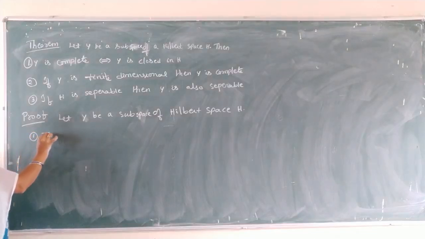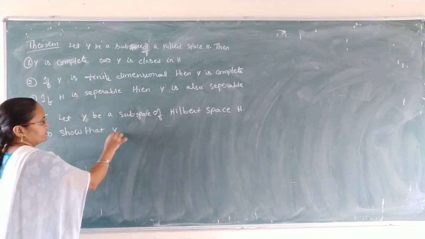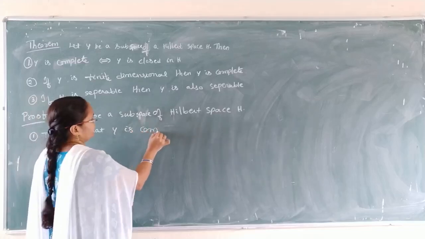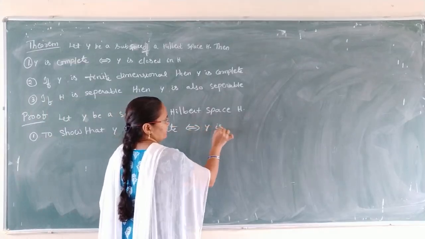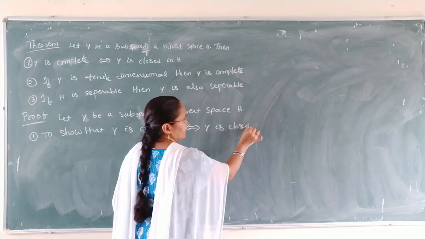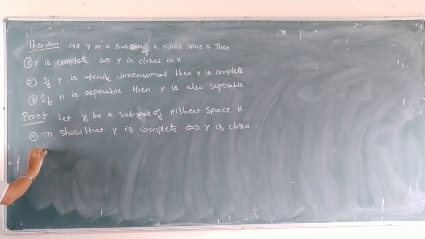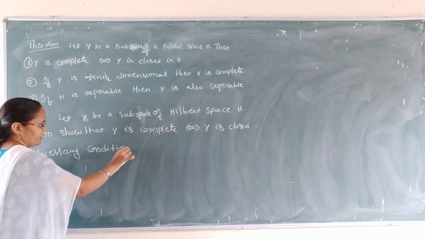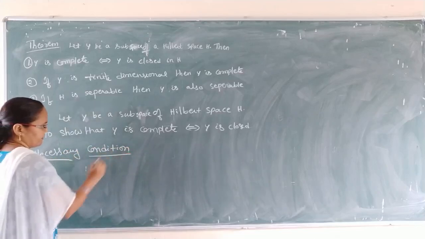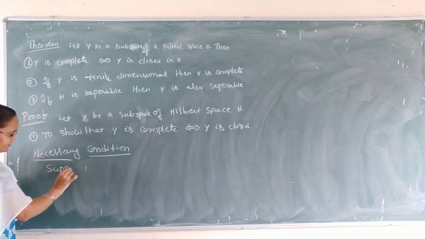First one, to show that y is complete if and only if y is closed. For this, we first take the necessary condition. So in this necessary condition, first suppose y is complete.